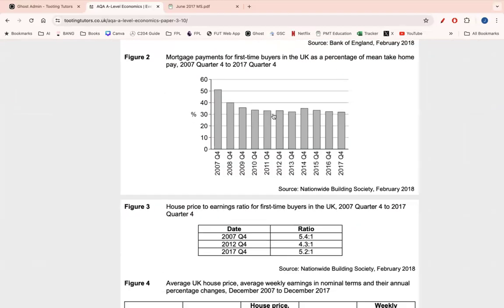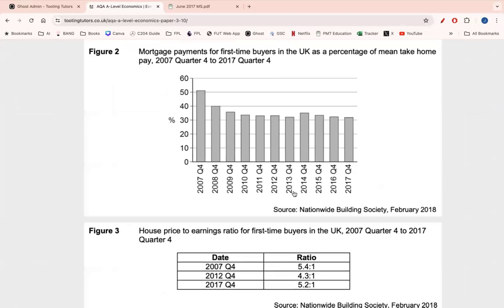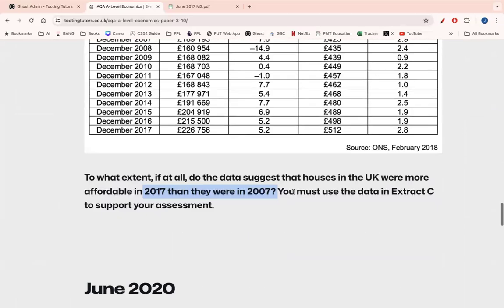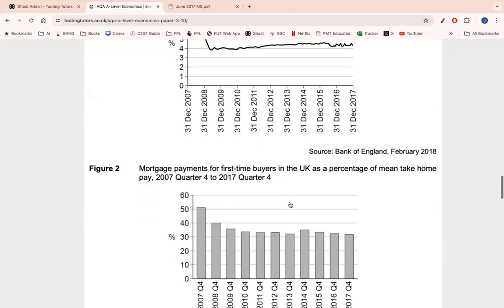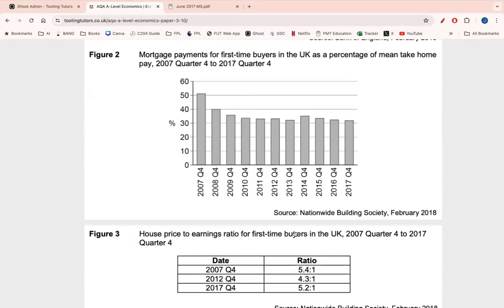I didn't do limitations of this one, I forgot, but for both of these, we could mention that, does the question say first time buyers? No. So these are only for first time buyers. It says for first time buyers and for first time buyers.